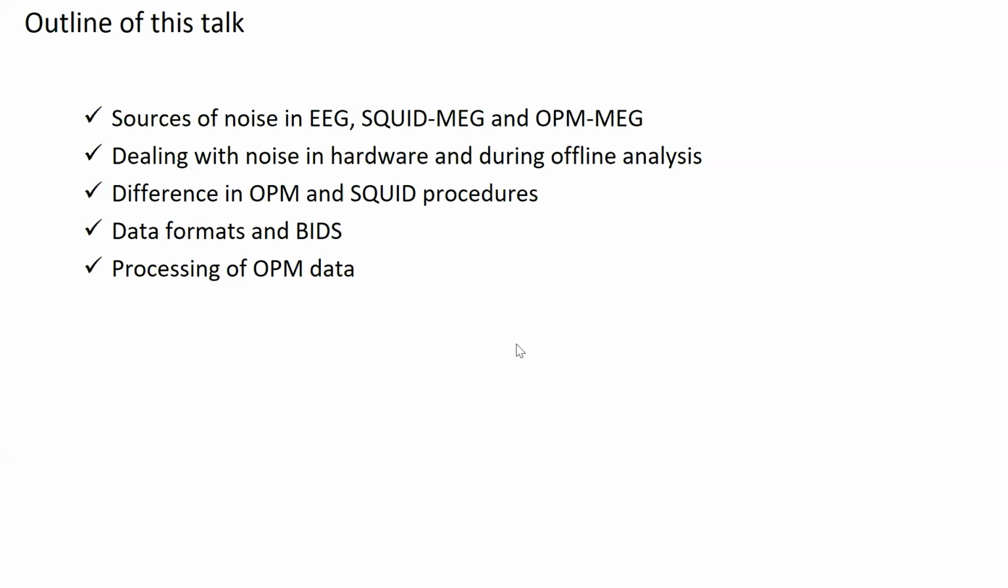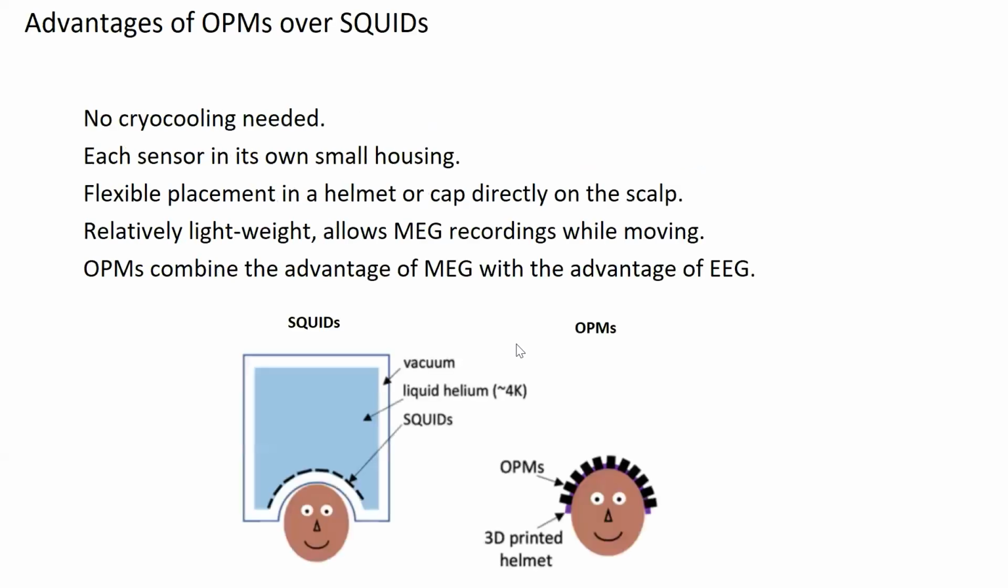An important thing to discuss is that we still have to figure out procedures for OPMs, whereas we already have those procedures, as of 20 years, for the SQUID hardware. So I'm going to discuss some of the differences that we have. Then I'll touch upon data formats, like how do we represent the data on disk, how do we get the data into our analysis software, and how do we process our OPM data in the analysis software.